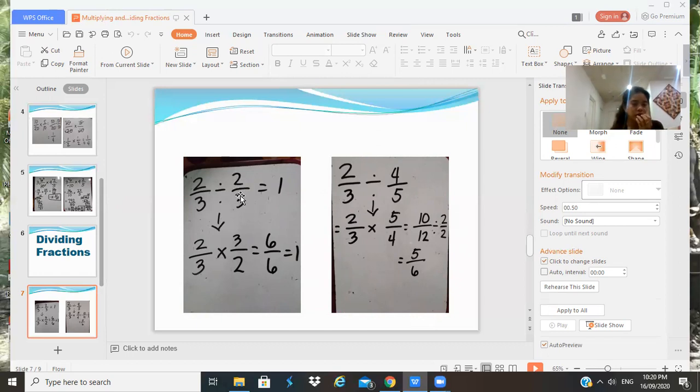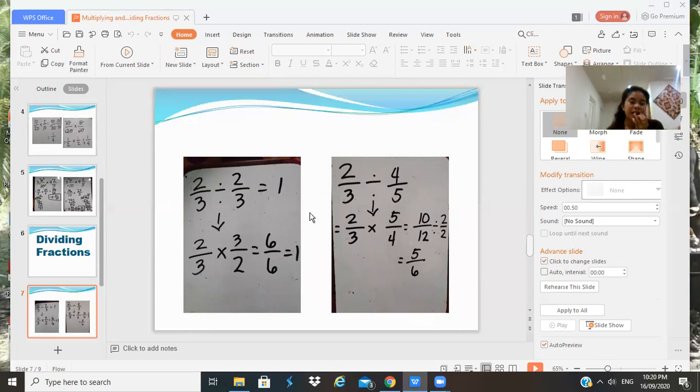Di ba this is 2/3? Then nahimo siya diring 3 halves. Imbis 2/3 na imong 3 halves na bali siya. Okay, so then we can multiply directly. So 2 times 3 is 6. And 3 times 2 is 6. That is equals to 1.